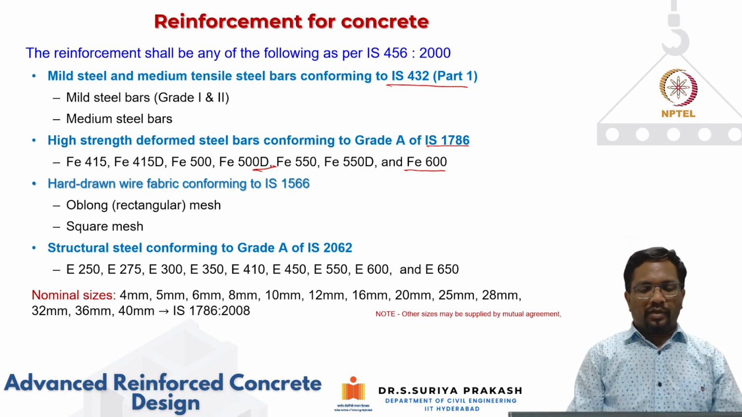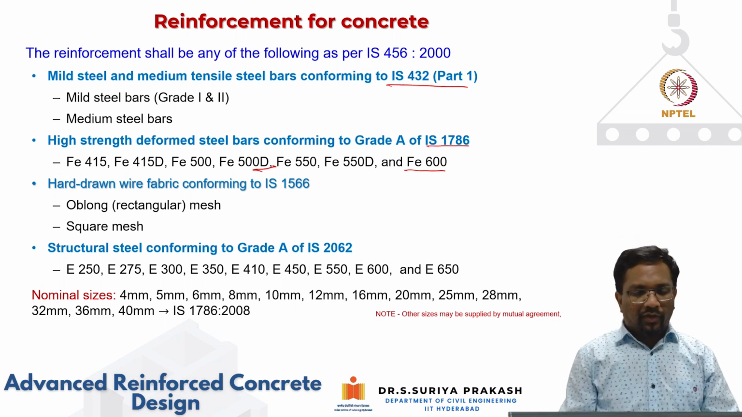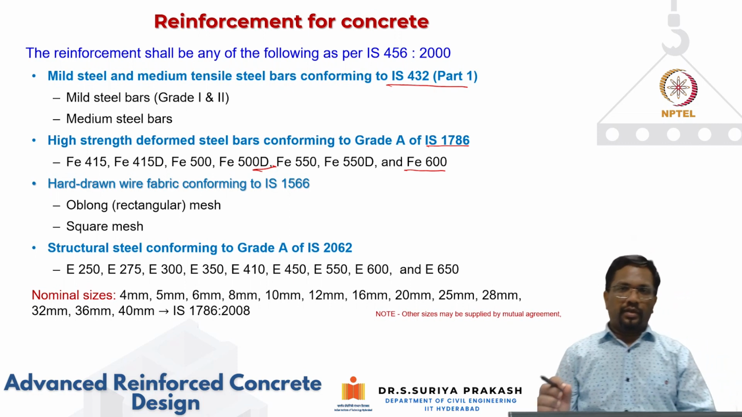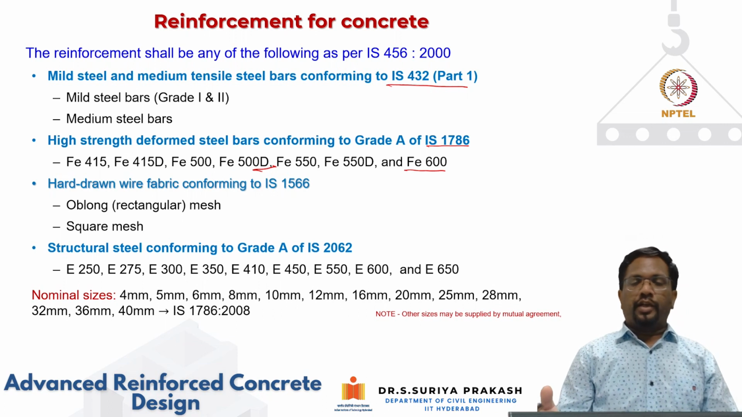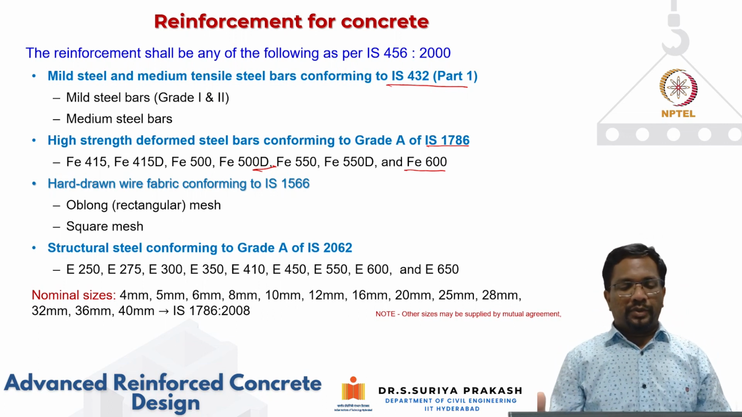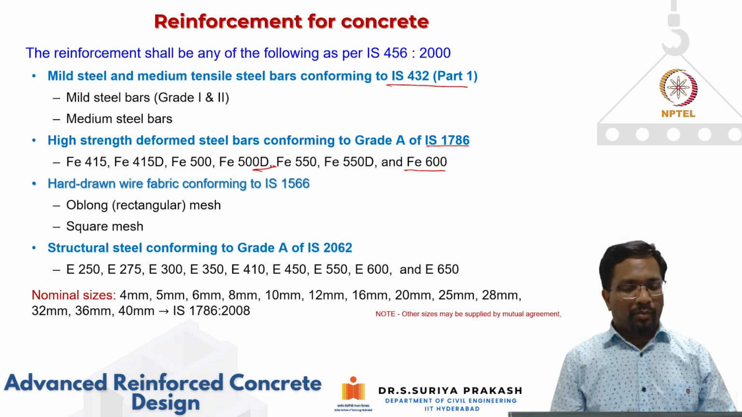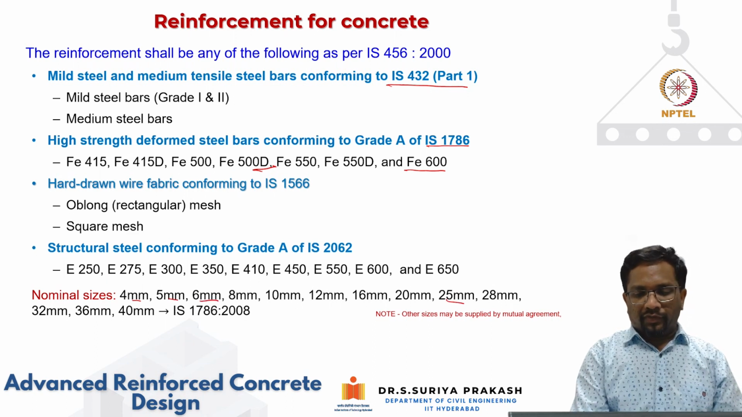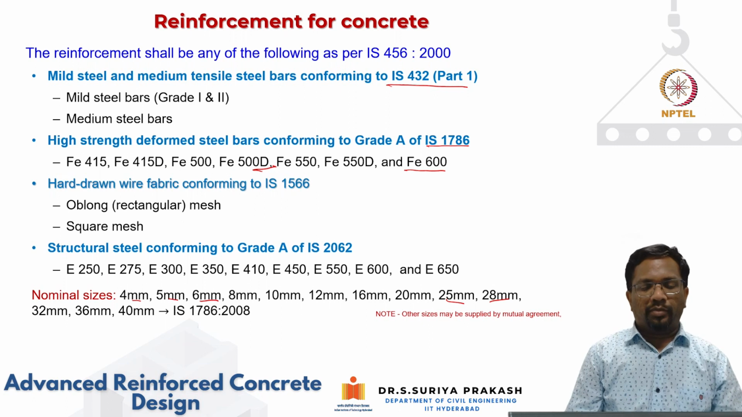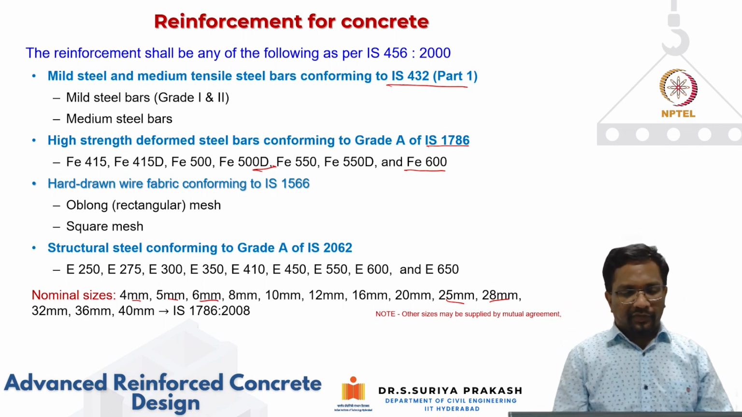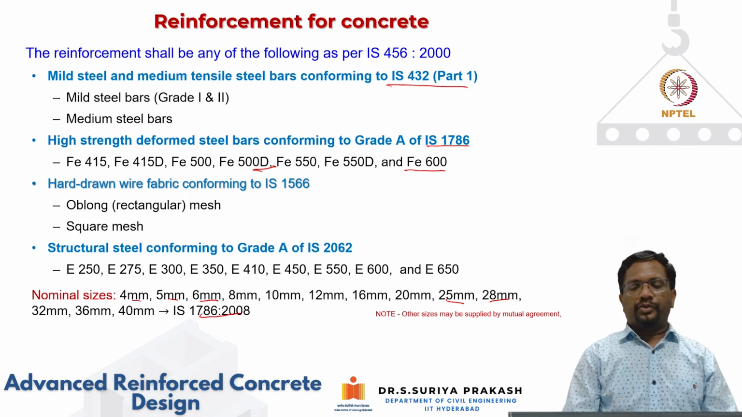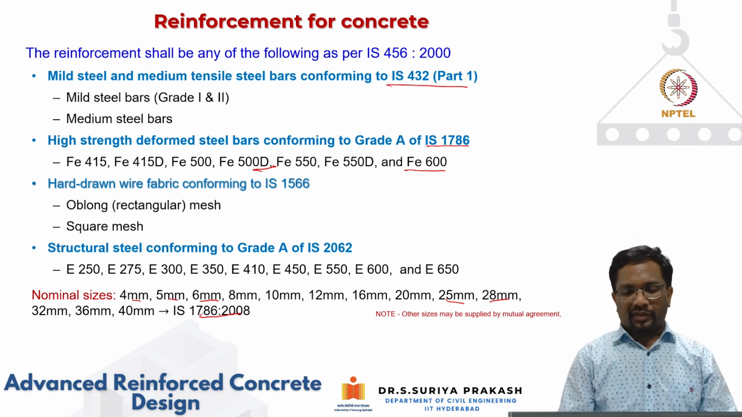These rebars are available in a variety of sizes. They are called nominal sizes, which is the value we actually use in our property calculations. If you measure it, it may be slightly lower or higher, but usually the measured property should be higher than the nominal size. Different sizes are available: 4 mm, 5 mm, 6 mm, 25 mm, 28 mm, and so on, up to 40 mm diameter. The specifications are given in IS 1786 2008. In fact, other sizes can also be supplied by the manufacturer depending upon the scale of procurement.